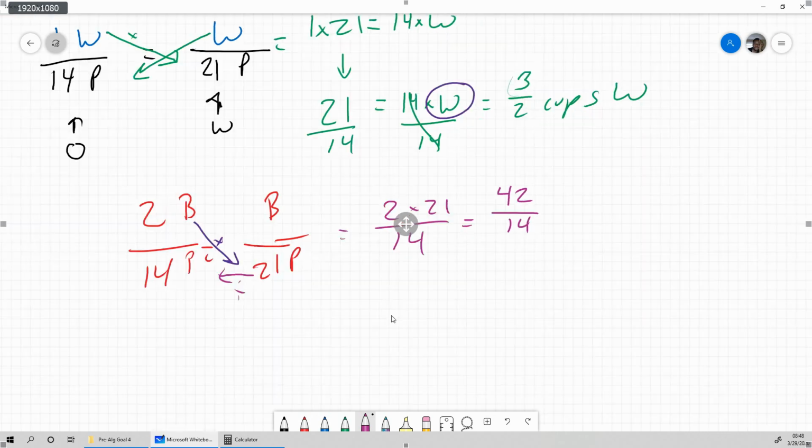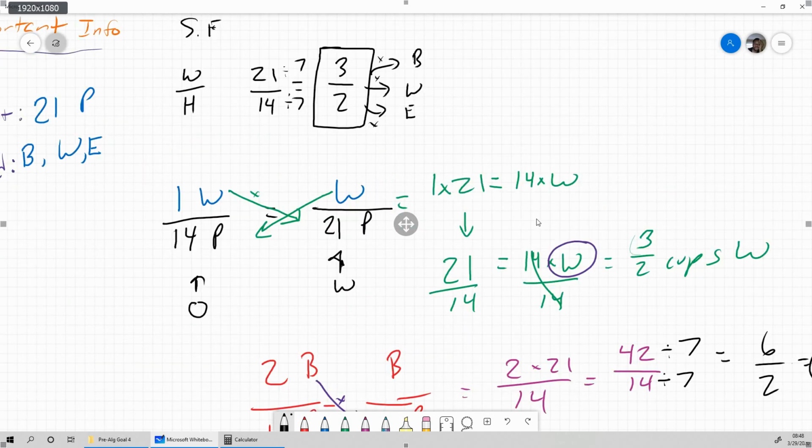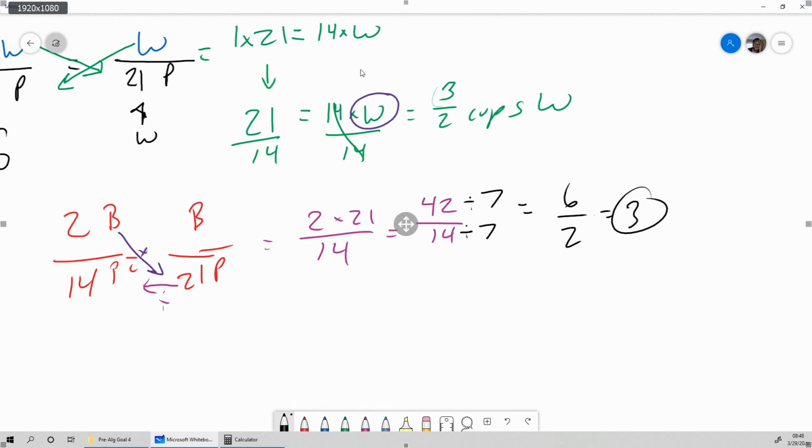If you don't know off the top of your head what 42 divided by 14 is, we can simplify the fraction. Well, I know that 14 and 42 are both multiples of 7, so if I divide by 7, I get 6 halves. And what do you know? I can do 6 divided by 2 and get 3. Just to double check, let's look at my scale factor. That would be 3 halves times the 2 cups of Bisquick. 3 times 2 is 6. 2 times 1 is 2. What do you know? It's the same exact thing.